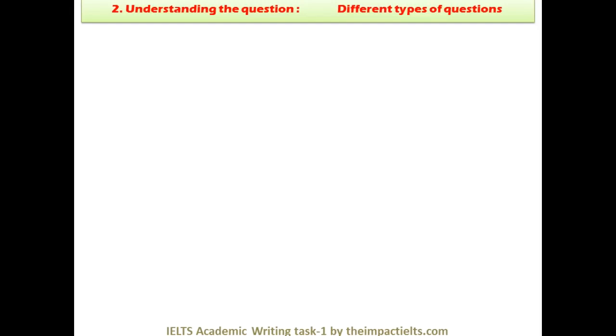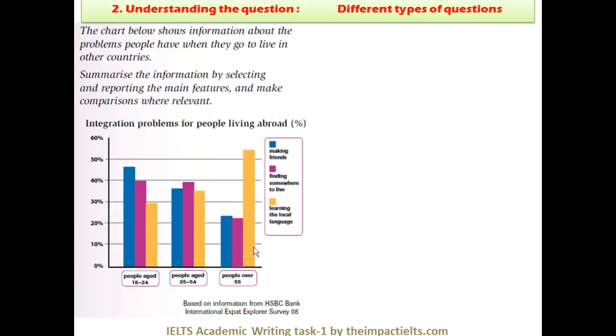So let's start with the first picture. The first picture is known as, and you need to know the name of this picture, bar graph. This is a chart or bar graph, right?